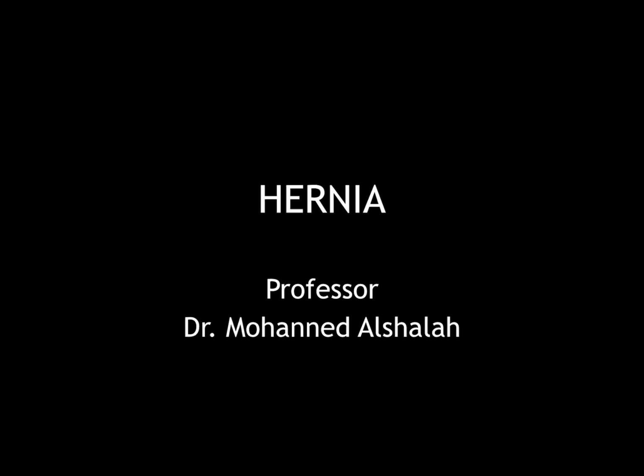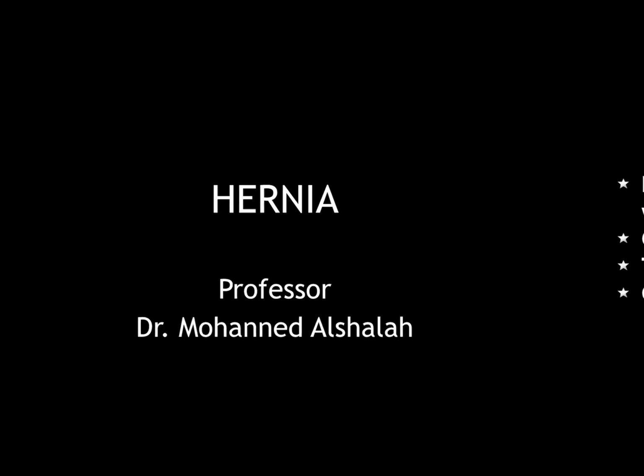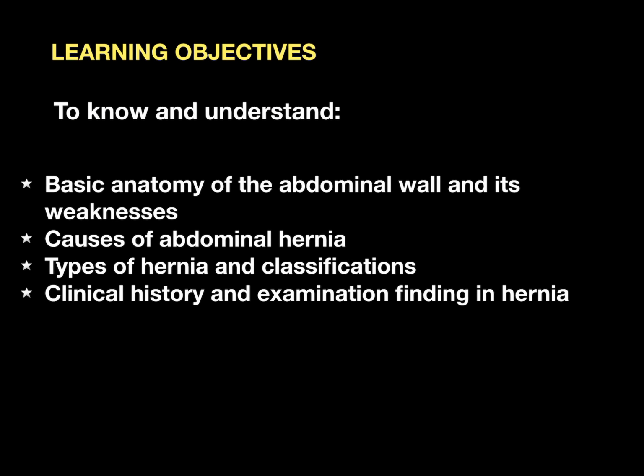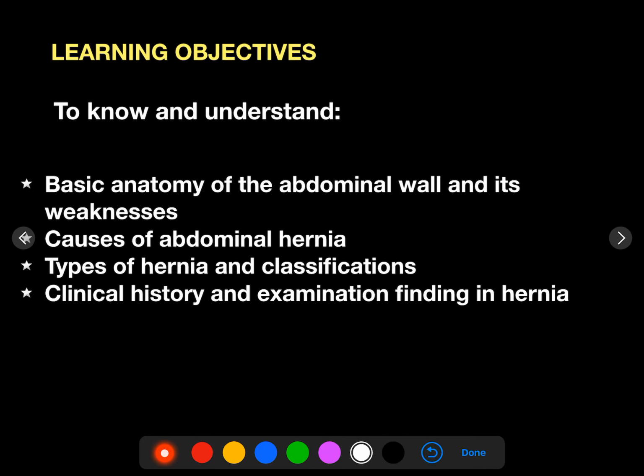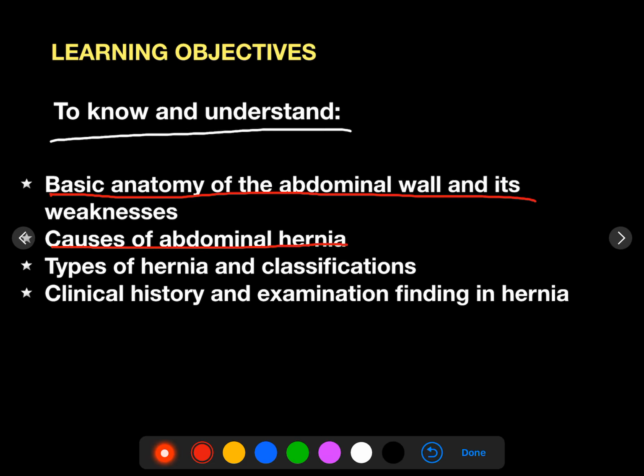We planned to be covered in 3 lectures. The learning objective of this lecture is to know and understand, first, the basic anatomy of the abdominal wall and its weakness, the causes of the abdominal hernia, types of hernia and classification, the clinical history and examination findings in the hernia patient.